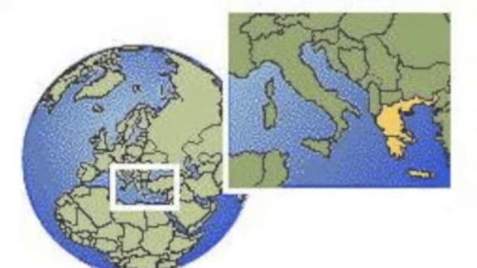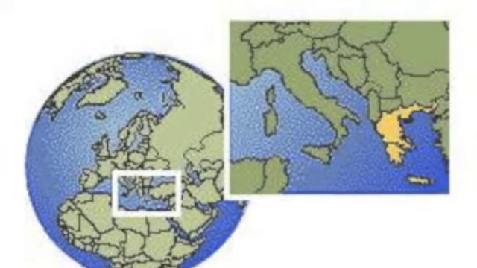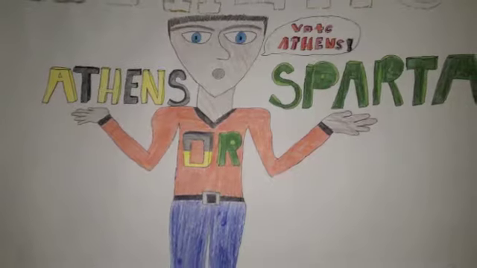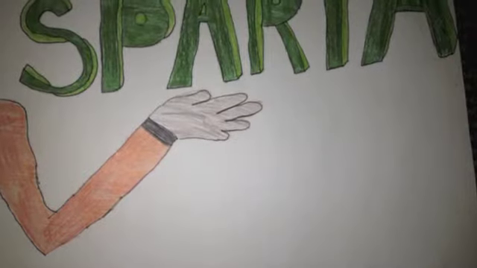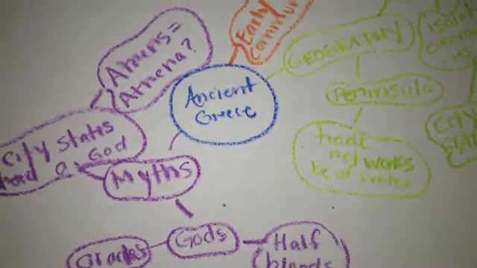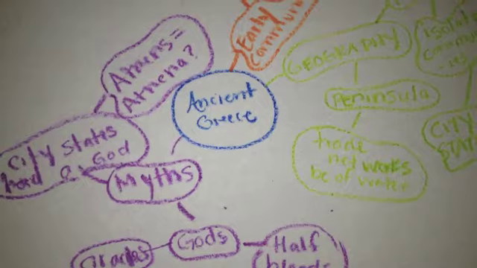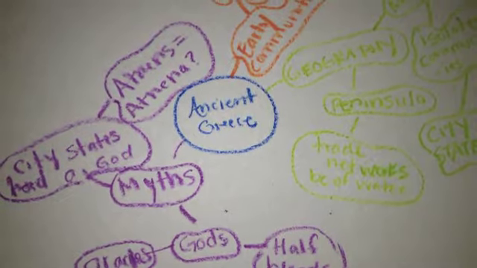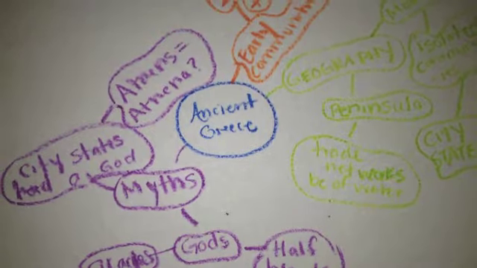The goal for this lesson was to answer the topic question, which city-state is more superior, Sparta or Athens? I began our lesson by having students write down what they already know about ancient Greece. They did this by creating a brainstorm map.